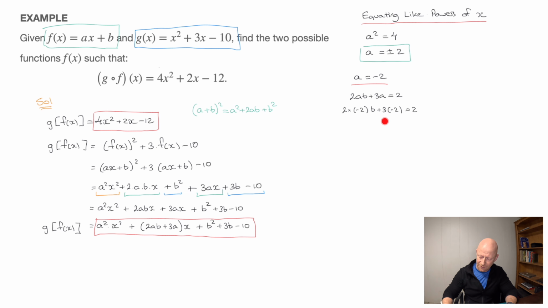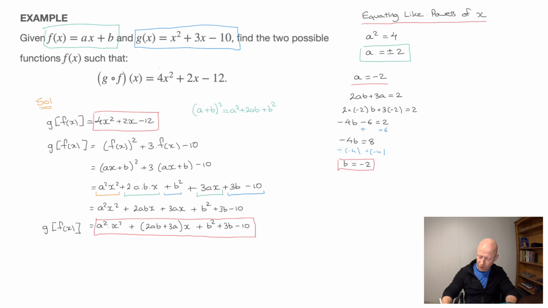I now tidy this left-hand side up a bit. 2 times negative 2 is negative 4, so we have negative 4b. And I'll quickly write that. That's negative 4b plus 3 times negative 2, so that's plus negative 6. In other words, we have negative 4b minus 6, which equals 2. Now, solving this equation for b, I add 6 to both sides, which quickly leads us to negative 4b equals 2 plus 6, which is 8. And finally, dividing both sides by negative 4, we quickly obtain b equals 8 divided by negative 4, which is negative 2. And we're done.